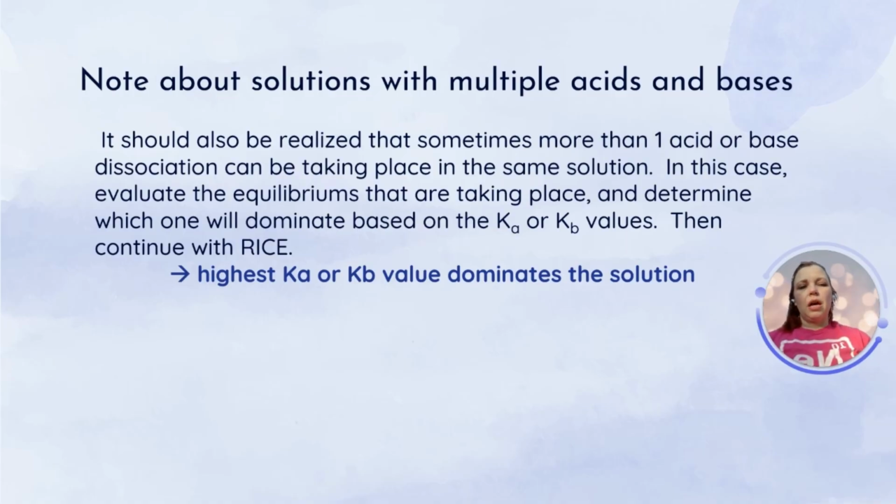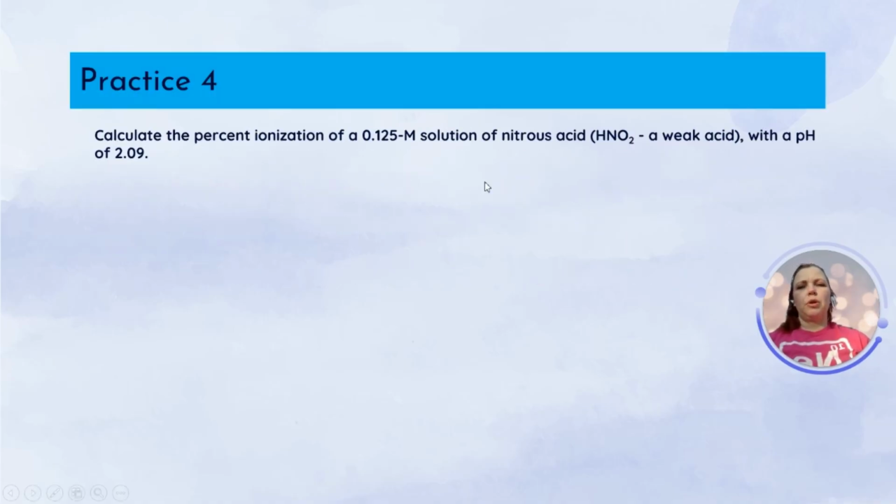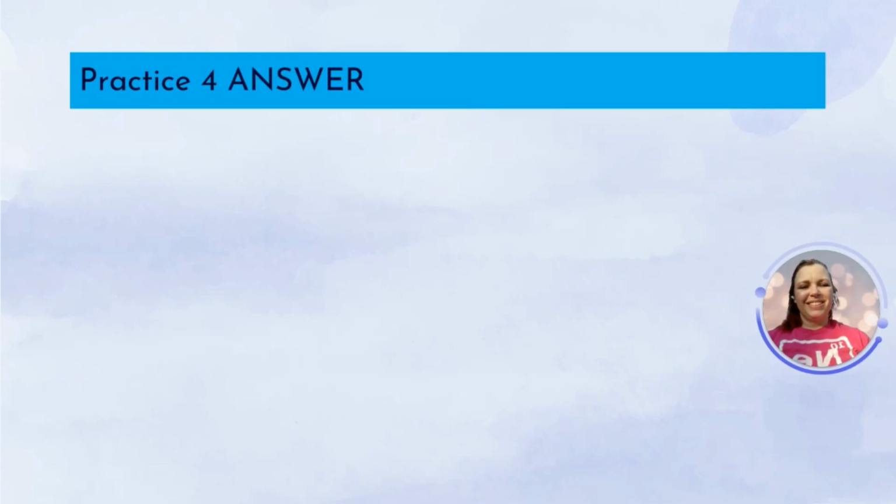Okay, so I do have a percent ionization practice for you. This is practice number 4. Calculate the percent ionization of a 0.125 molar solution of nitrous acid, which is HNO2. That's a weak acid with a pH of 2.09. So again, if you want to try this on your own first, go ahead and pause the video now. I'm about to go through the answer.